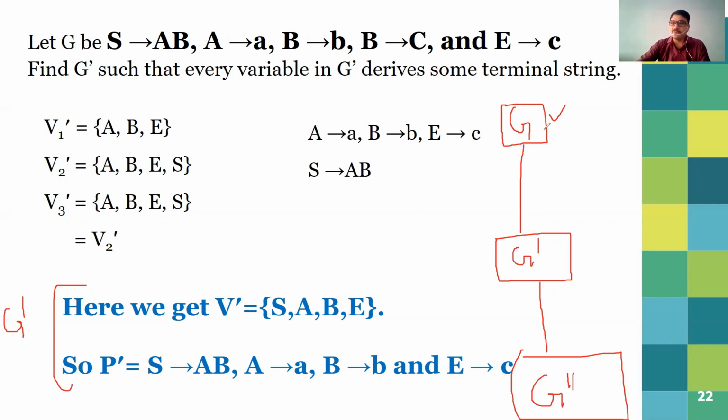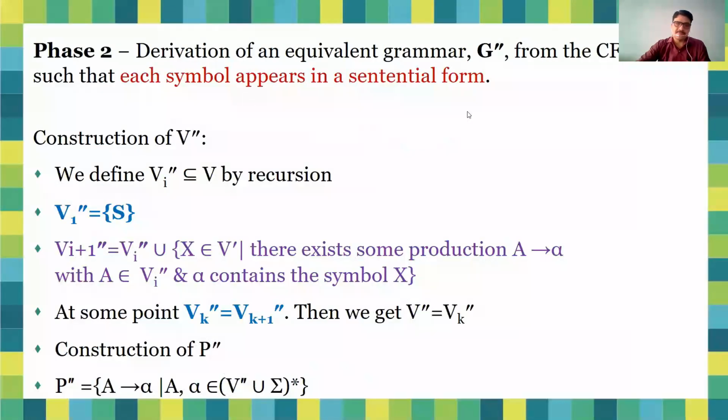So in this case, we have to follow step 1, then step 2. Now we have completed step 1, so we should start step 2, or you can say phase 2. This is again a theorem that is used to derive some terminal string. Step 2 is the derivation of an equivalent grammar G double dash from the context free grammar G dash, as I already showed you through the diagram, such that each symbol appears in a sentential form.